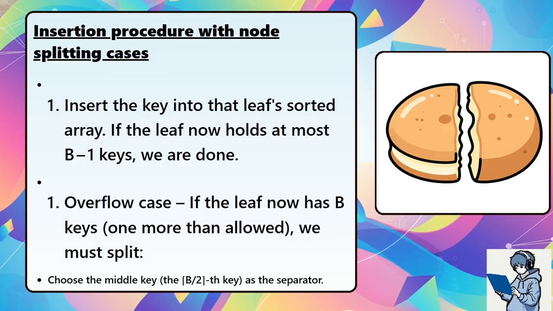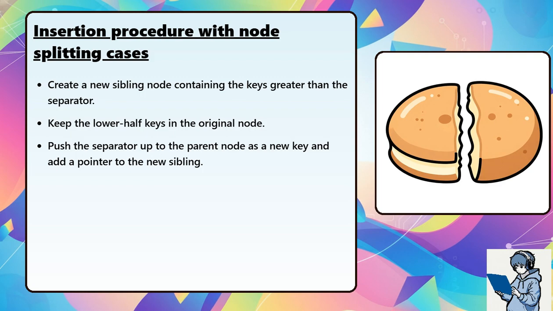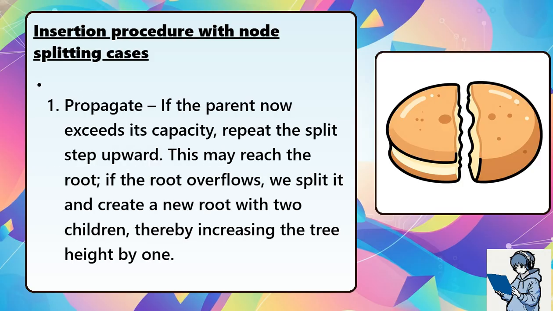Choose the middle key, which is at the ceiling of B divided by 2, as the separator. Create a new sibling node containing the keys greater than the separator. Keep the lower half keys in the original node. Push the separator up to the parent node as a new key and add a pointer to the new sibling. Step 4. Propagate. If the parent now exceeds its capacity, repeat the split step upward. This may reach the root.